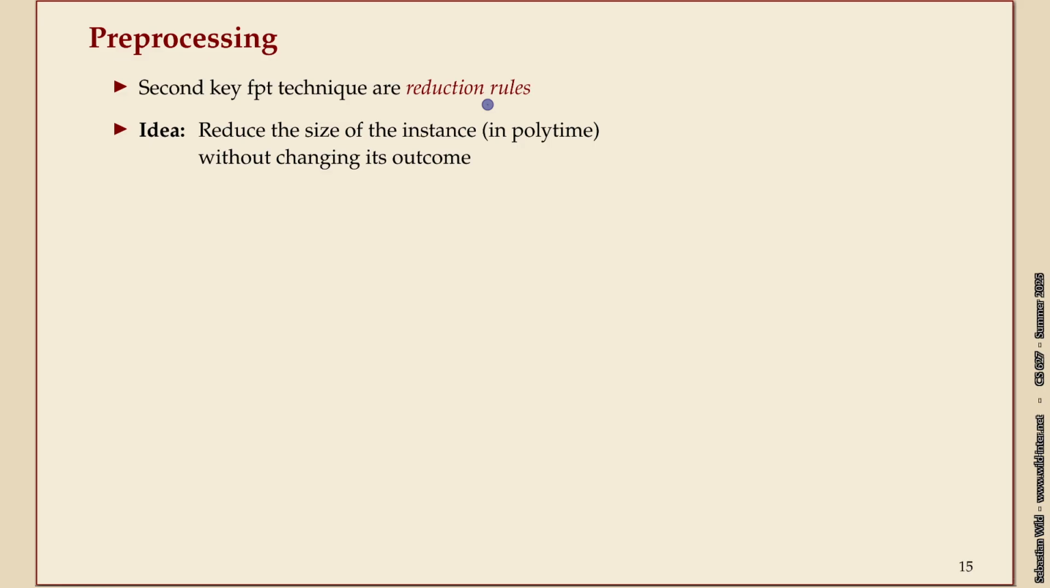Think of any simple, easy wins, what to do to your input to make some parts that certainly are not helpful go away. And so the goal is not to change the outcome. If we're thinking about a decision problem, it should not affect whether it's a yes or no instance, but you're allowed to modify the instance and ideally make it smaller. And you should do this efficiently.